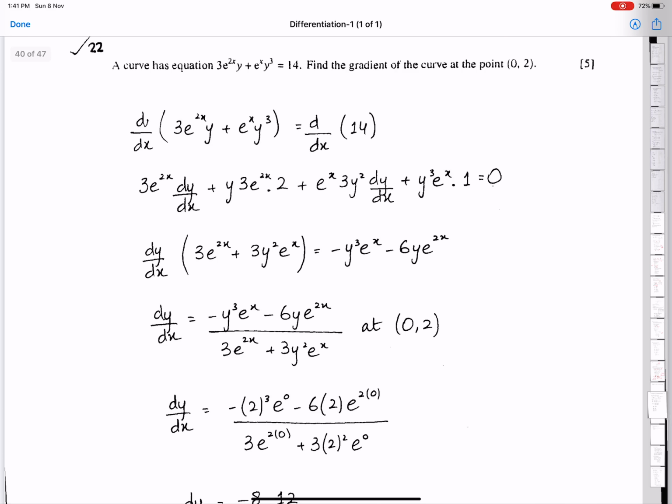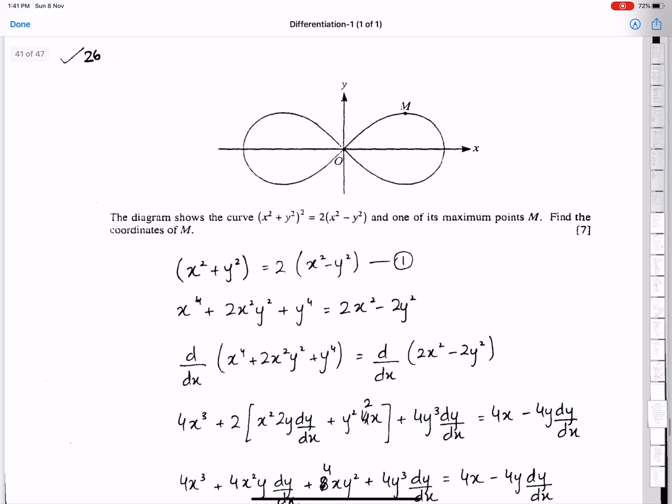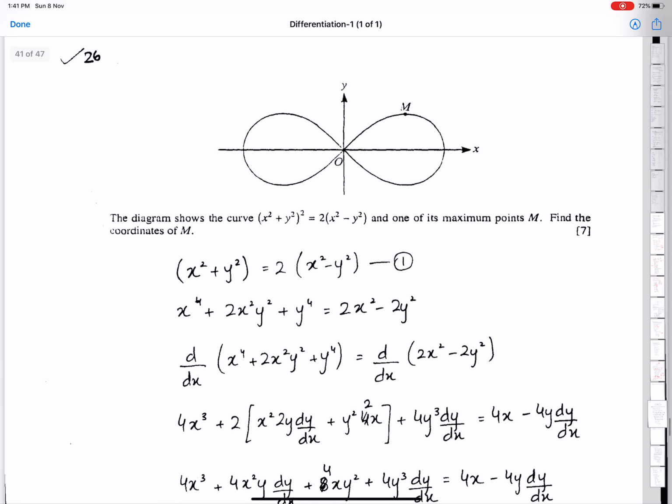This is the implicit function. The question is simple. I'm leaving this. This question is very important because a lot of calculation is required. So at M, we know x is positive. Find the coordinates of M, and y is also positive.